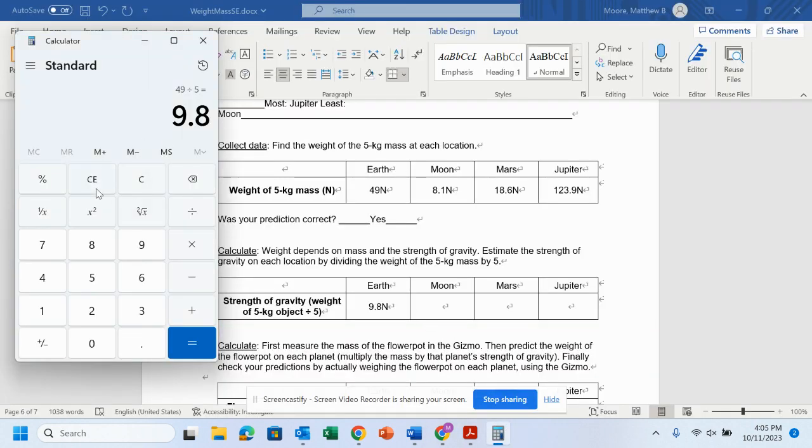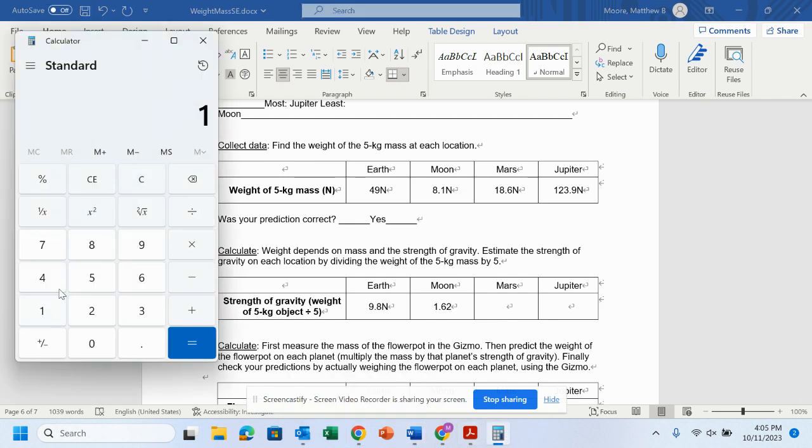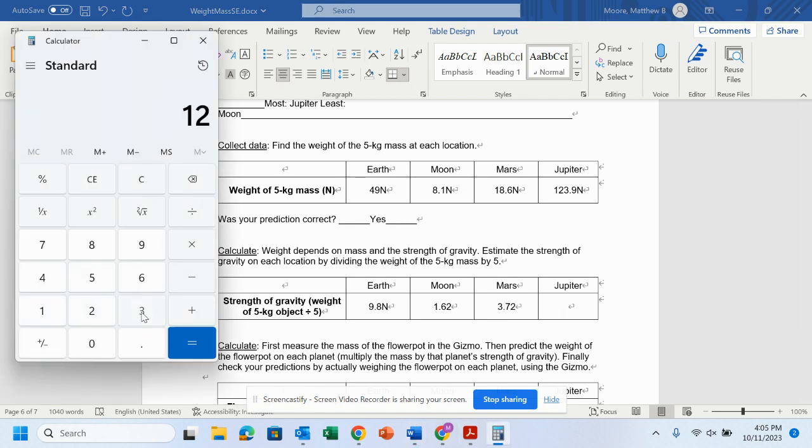Okay, and then you're going to do 8.1 divided by 5. It's going to give you 1.62. You go to Mars, you're going to do clear, 18.6 divided by 5, 3.72. And finally, Jupiter, you're going to do 123.9 divided by 5. It's going to give you 24.78.